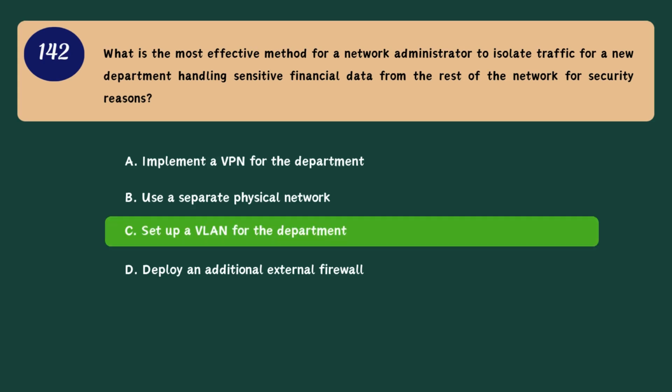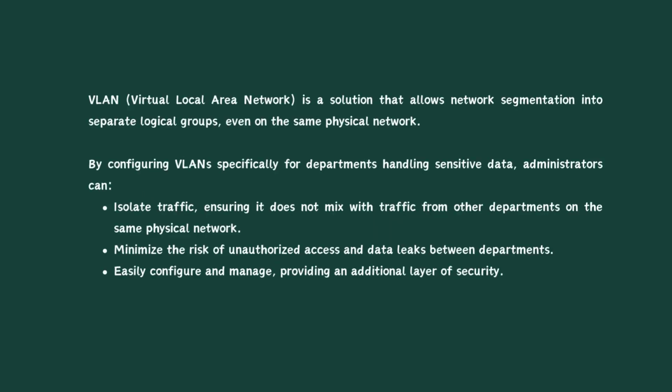Correct answer. C. Set up a VLAN for the department. VLAN, Virtual Local Area Network, is a solution that allows network segmentation into separate logical groups, even on the same physical network. By configuring VLANs specifically for departments handling sensitive data, administrators can isolate traffic, ensuring it does not mix with traffic from other departments on the same physical network. Minimize the risk of unauthorized access and data leaks between departments. Easily configure and manage, providing an additional layer of security.